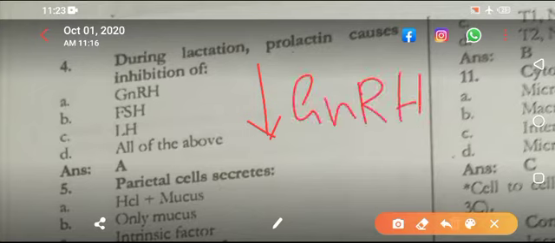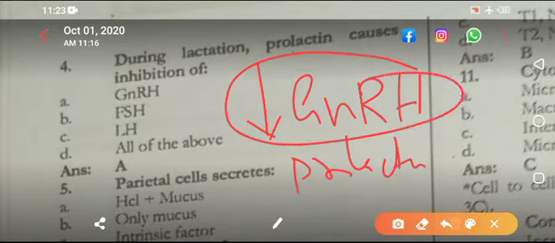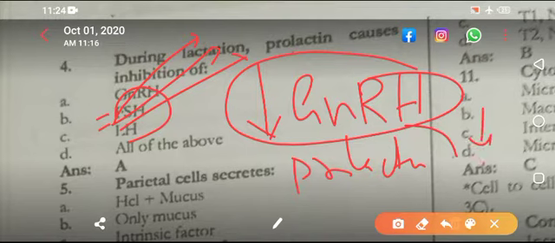If the option has prolactin, what is the best option? Again, you have a decrease in GnRH. When the baby is sucking the nipple, the reflexes go toward the brain directly to inhibit the GnRH. When there is decreased GnRH, there will be decreased FSH, decreased LH, decreased estrogen and progesterone, and decreased ovulation. When there is no ovulation, there will be no pregnancy. So during lactation, no ovulation or no pregnancy because of decreased GnRH.